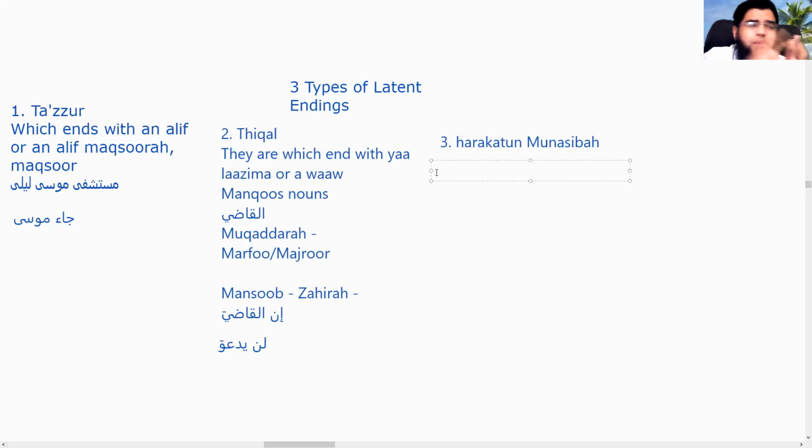For mabni we'll say fi mahalli rafa, fi mahalli nasb, fi mahalli jar. In the place of nasb, in place of this. We don't say marfu and so on. Okay, fi mahal we say for mabni. So one which shows everything, all the three endings, and even in the three endings, we learned all the ways it shows, right? Secondary endings also.